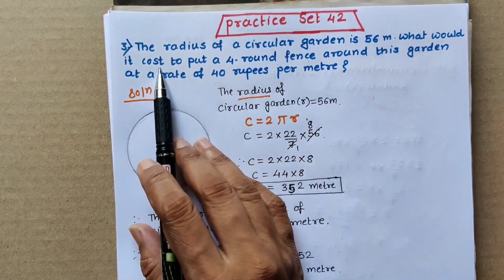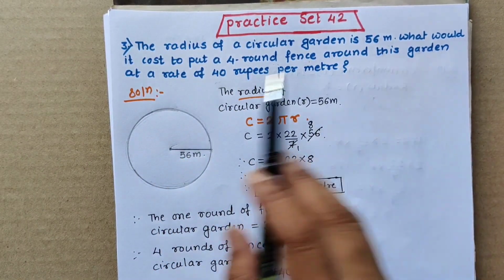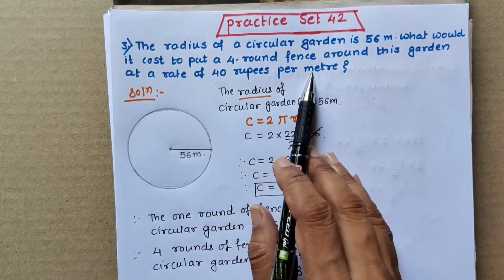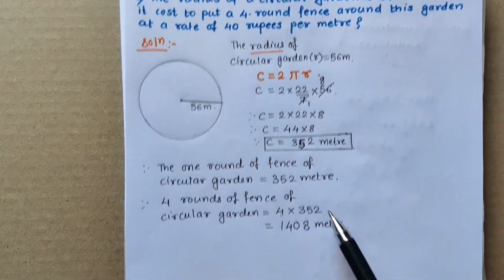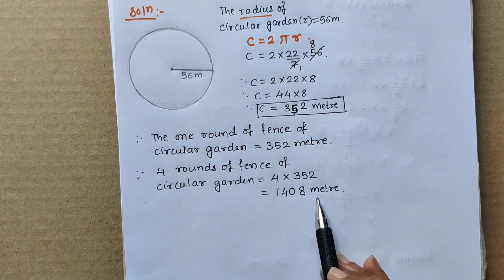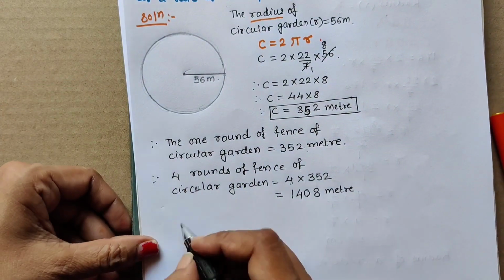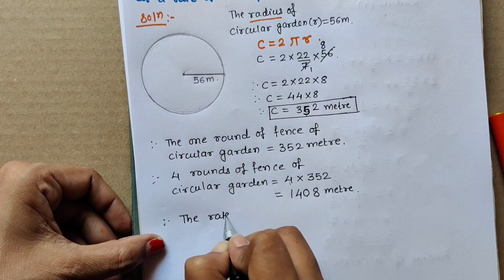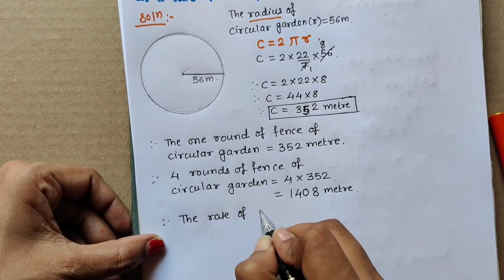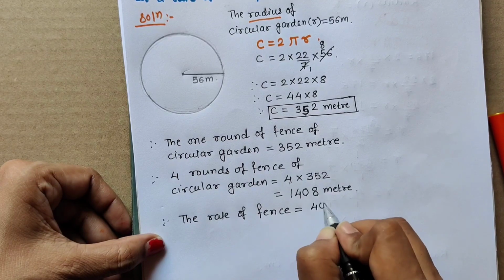We have to find out the cost of 4 rounds of fence around this garden at a rate of 40 rupees per meter. That means for 1 meter the cost is 40 rupees. So we have to find out for 1408 meters what will be its cost. The rate is given to us. The rate of fence is equal to 40 rupees per meter.